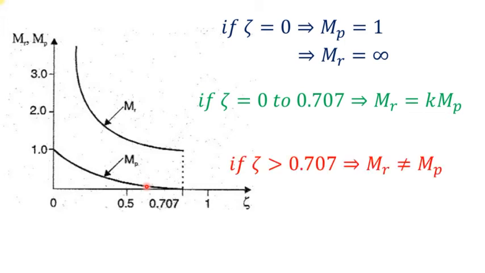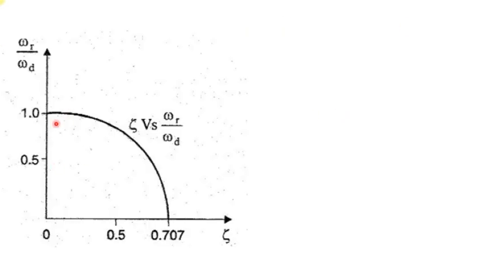If the eta value goes beyond 0.707, you are not able to find any relationship between Mr and Mp; both are unequal. You cannot predict the value of Mr or Mp after the damping ratio goes beyond 0.707. Also, there is a relationship with the ratio omega r by omega d. Omega r is the resonant frequency, omega d is the damped frequency. So if you plot omega r by omega d against the eta value, the graph will look like this.